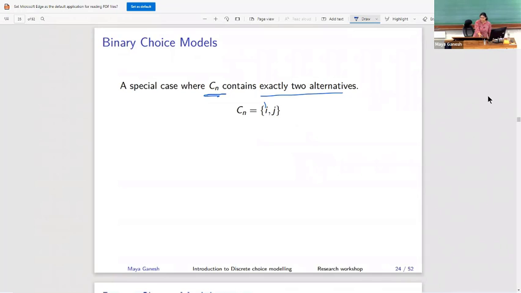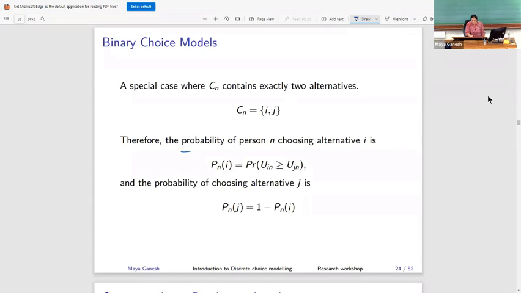Okay, so let us look at a simple case where the choice set includes only two alternatives. What is happening in this case? The probability of a person N choosing alternative I will be only if the utility from choice I is greater than or equal to utility from J. Now, because we have only two alternatives, I can easily define P_nJ as 1 minus P_nI, because the probabilities should sum up to 1. So the moment I have only two alternatives, I can easily define P_nI, and I can define P_nJ.